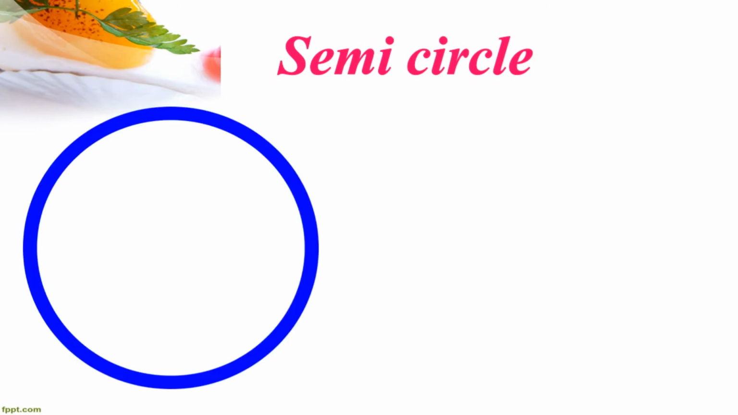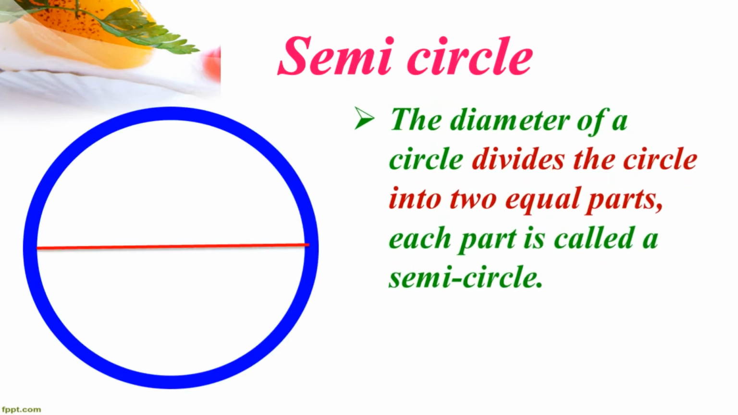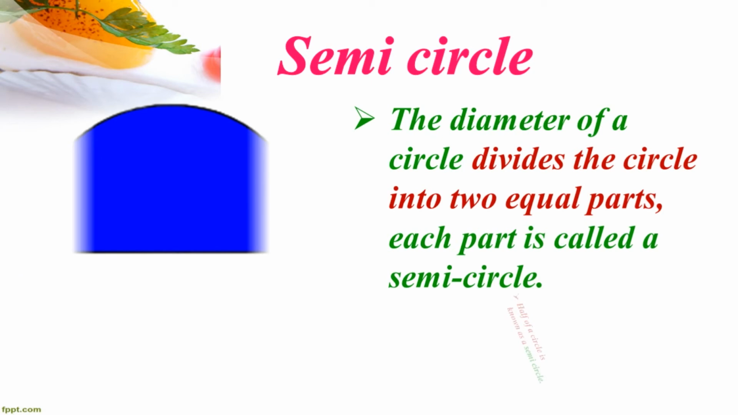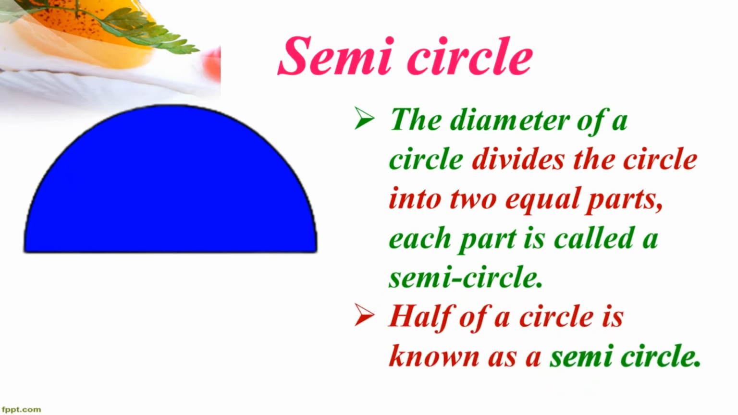So let's see what is a semicircle. Here the diameter of a circle divides the circle into two equal parts. So each part is called a semicircle. That is, half of a circle is known as a semicircle.